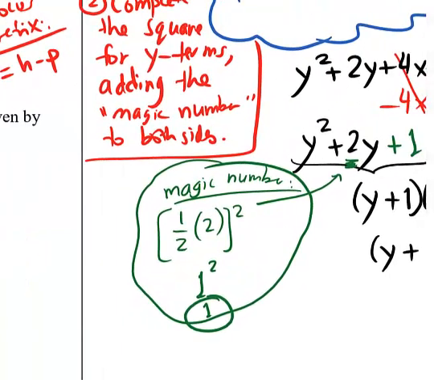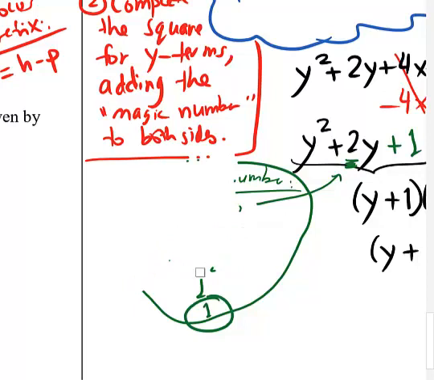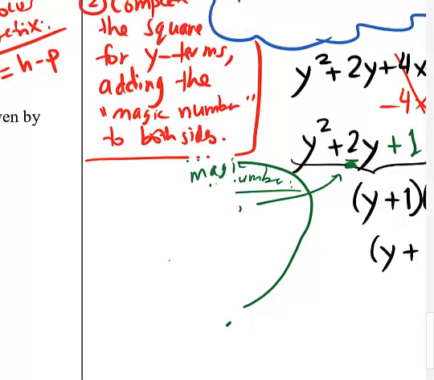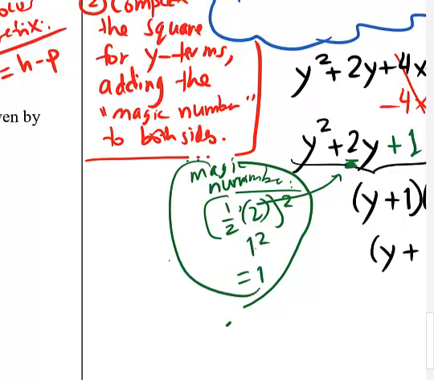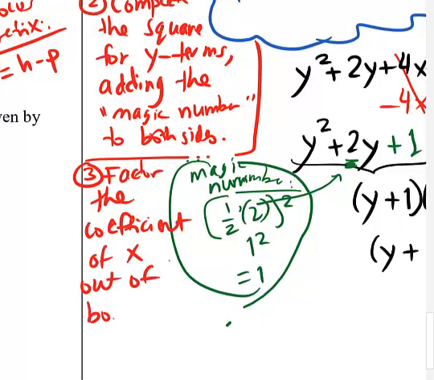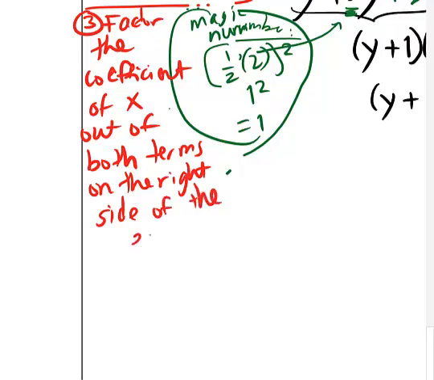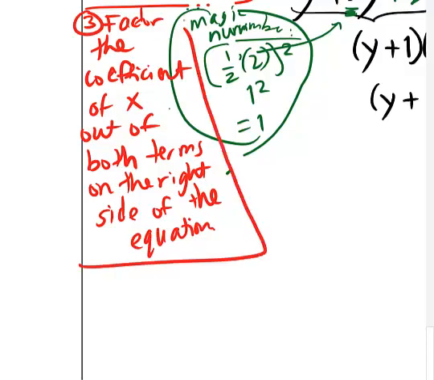I didn't really leave a lot of room, sorry, let's see. I'm going to erase some of this stuff real quick here. Maybe I'll rewrite it a little further out. We got the magic number was half of 2 squared, which ended up being 1 squared, or 1. So we got that. But then the last step will be, we want to factor the coefficient of x out of both terms on the right side of the equation. Alright, then we'll be all done. So okay, that's the last step.